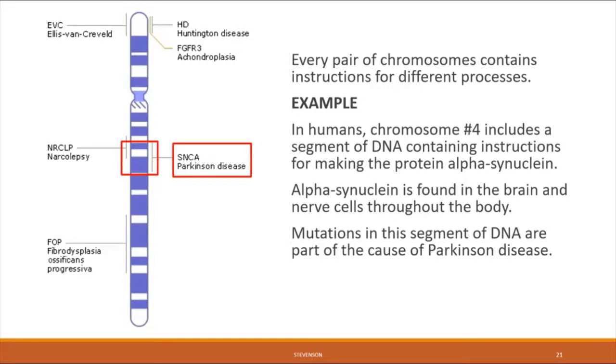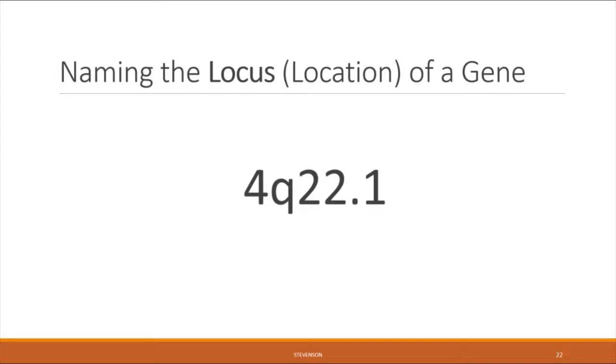Another thing that I want you guys to know is how we name the location, or the locus, of segments of DNA on a chromosome. So, in particular, the locus of the alpha-synuclein protein instructions on this chromosome is designated 4q22.1. So what does that mean? Well, the locus has three different components to it. The first number is the chromosome number. And we were just talking about human chromosome number 4. So it makes sense that 4 is the first number here.